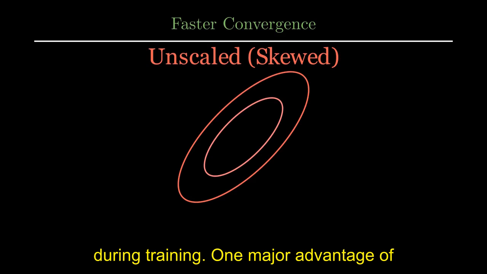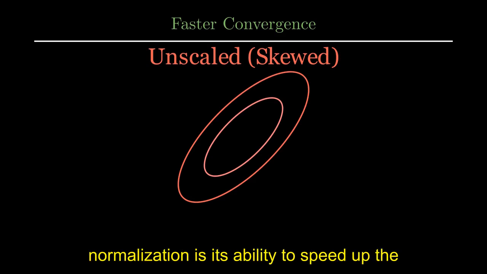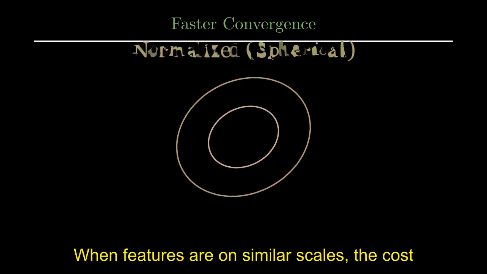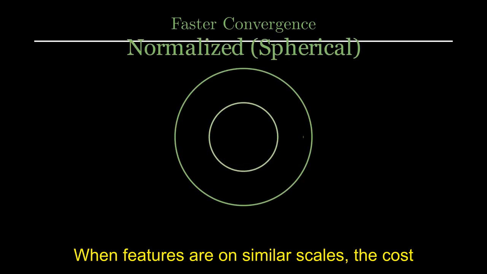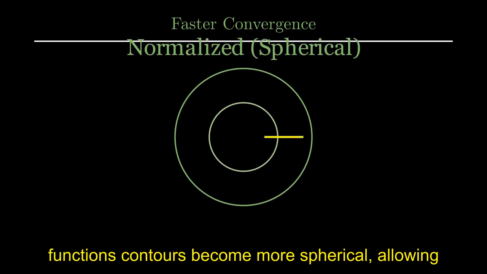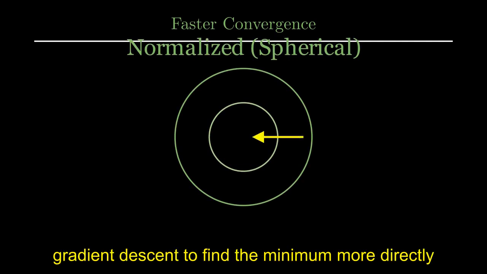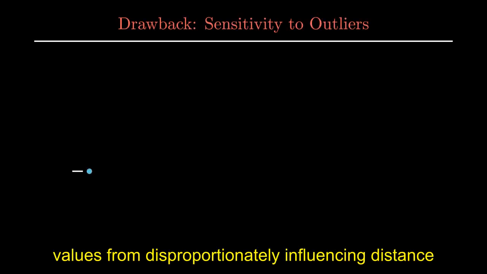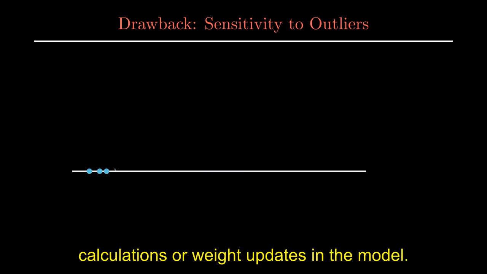One major advantage of normalization is its ability to speed up the convergence of gradient descent-based algorithms. When features are on similar scales, the cost function's contours become more spherical, allowing gradient descent to find the minimum more directly and efficiently. It also ensures that all features are treated equally, preventing features with large values from disproportionately influencing distance calculations or weight updates in the model.